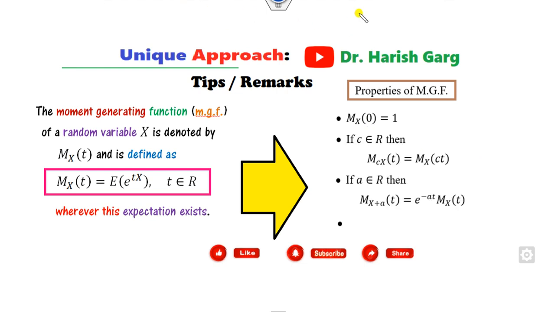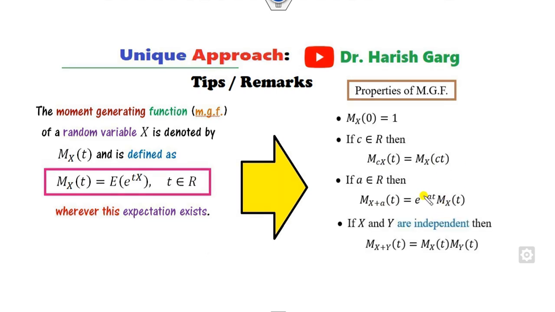Second property, if you have found the moment generating function of X, then for c into X, that is a scalar multiplication, it will be the moment generating function of c times X. Whenever you have to add something, then it's e raised to power at of these things. And the last thing is, if you have the moment generating functions of two independent random variables, then the moment generating function of the sum is the product of these.